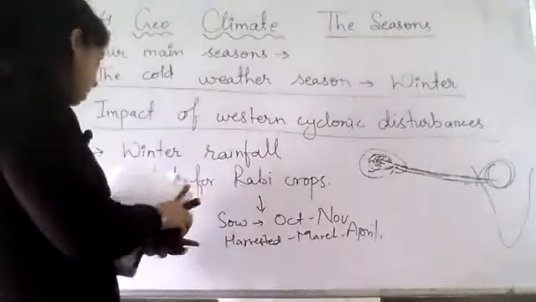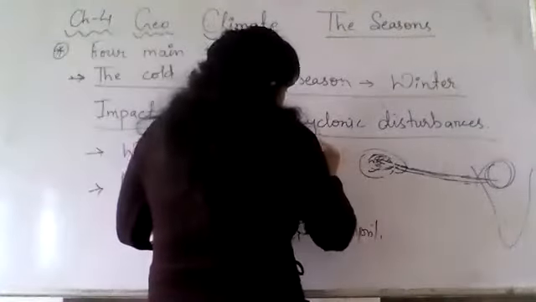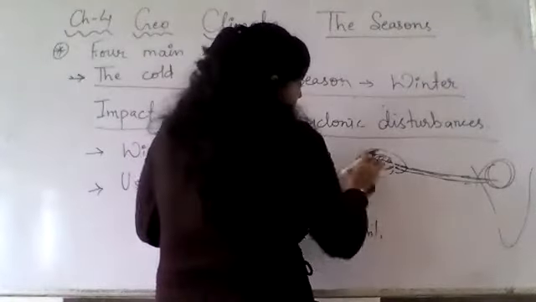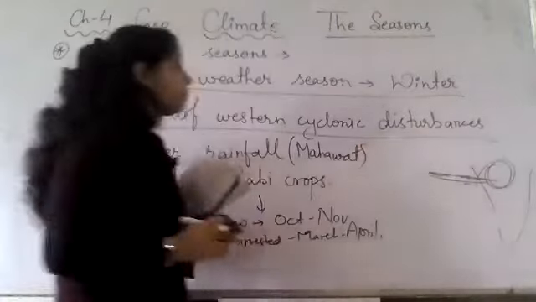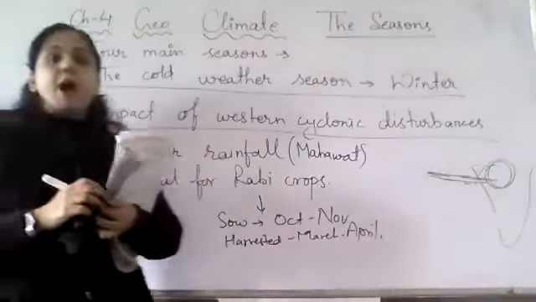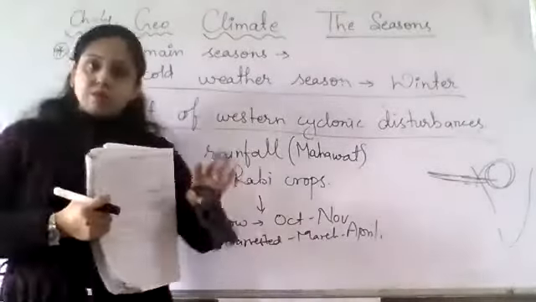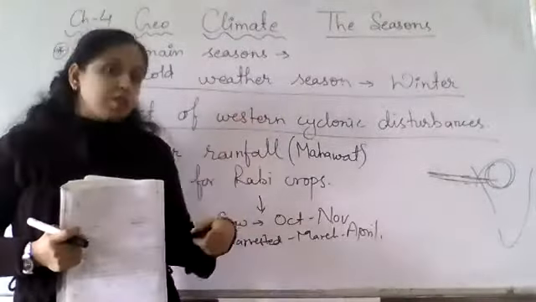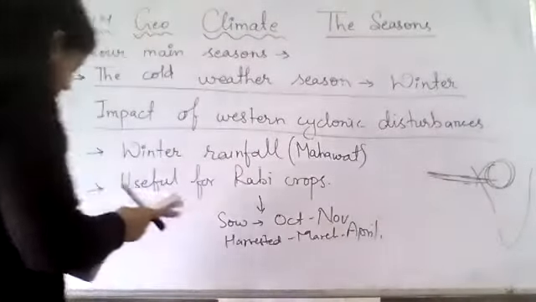Also the winter rainfalls, these rainfalls are called Mahawat. You need to remember these terms very properly, you need to understand this. So these are called Mahawat. This is the winter rainfall which is due to the western cyclonic disturbance in winter, this is called Mahawat. Okay.